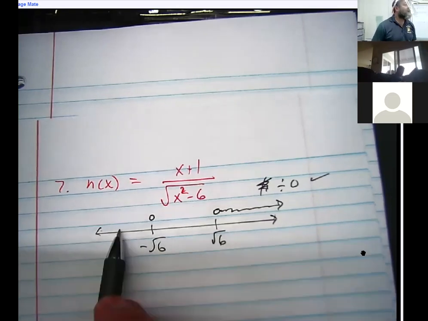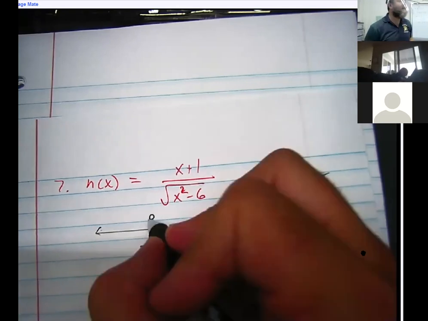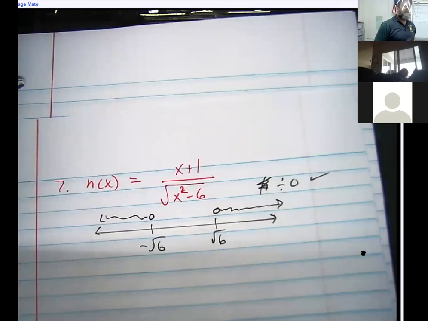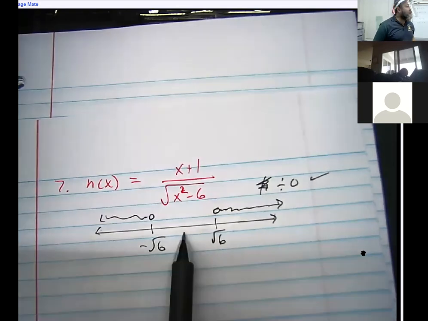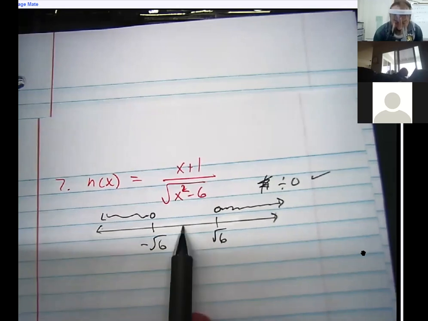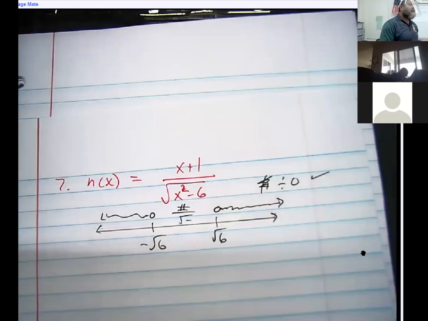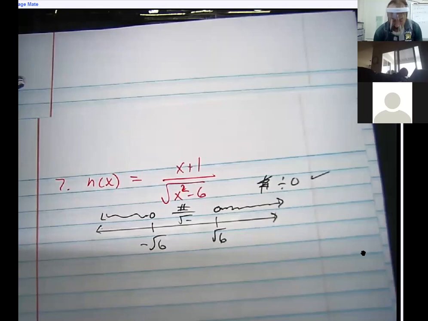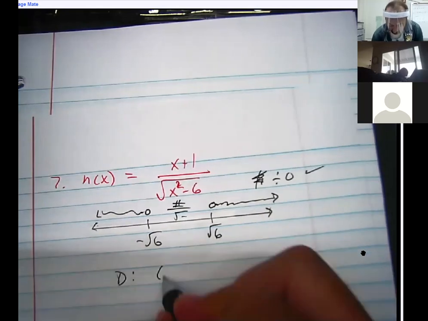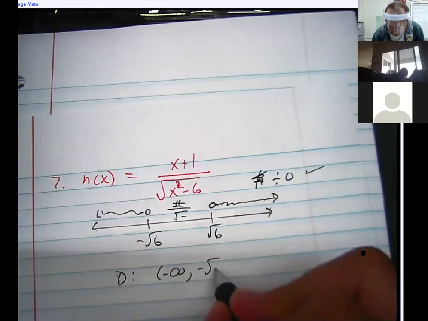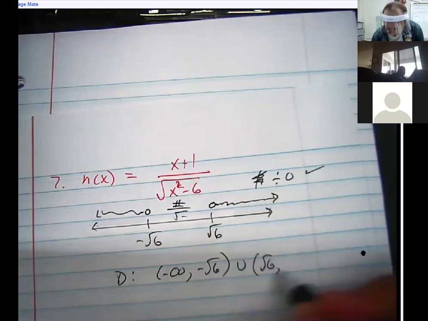What about out here? What about if I go below negative root 6, like negative 6? Will that also work? Because what happens in the middle? Anything below root 6, anywhere in there, what's going to happen? The bottom is all of a sudden going to become some number divided by the square root of a negative. And what's going to happen then? You can't have it. So this domain, everybody, is everything from negative infinity to negative root 6, and then again, everything from root 6 to infinity.